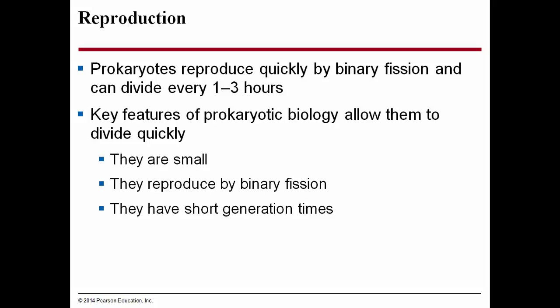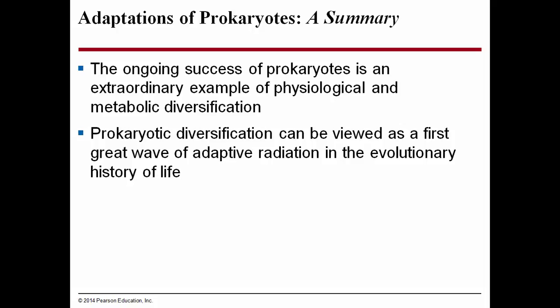Prokaryotes reproduce quickly by binary fission and can divide every 1 to 3 hours. This is part of their evolutionary success. Key features of prokaryotic biology allow them to divide quickly. They are small, they reproduce by binary fission, and they have short generation times. The ongoing success of prokaryotes is an extraordinary example of physiological and metabolic diversification. They were here at the beginning of life on Earth, they're still here now, and they will be here long after human beings are gone.